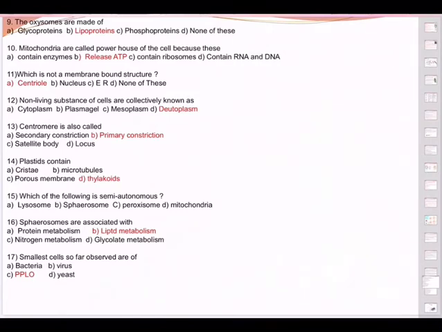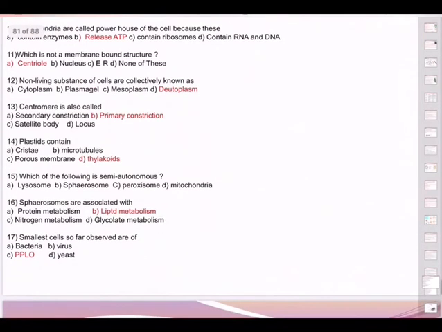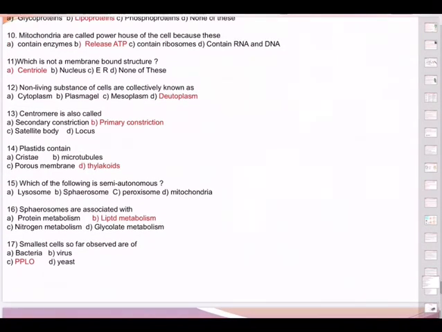Question 12. Non-living substances of cells are collectively known as non-living. Cytoplasm is living, plasmagen is living, mesoplasm is living. So the left out one is deutoplasm. And centromere is also called primary constriction. Centromere is present in chromosomes, the bead-like structure that connects two ribbon-like structures in a chromosome. So centromere, not centrosome.